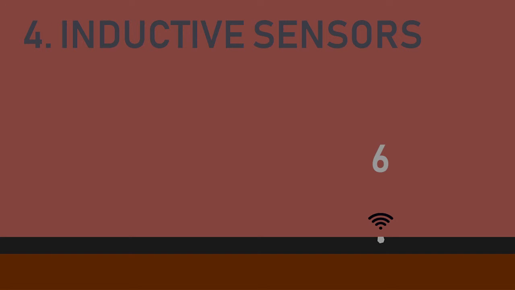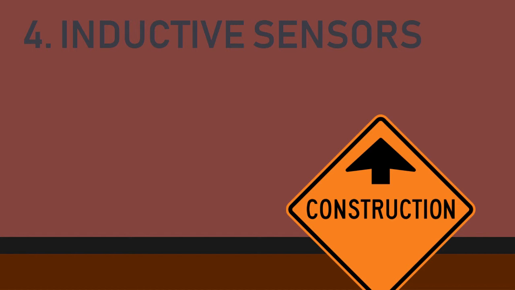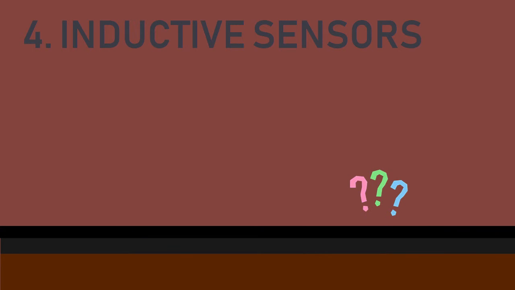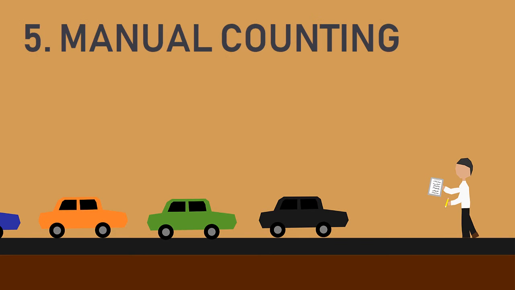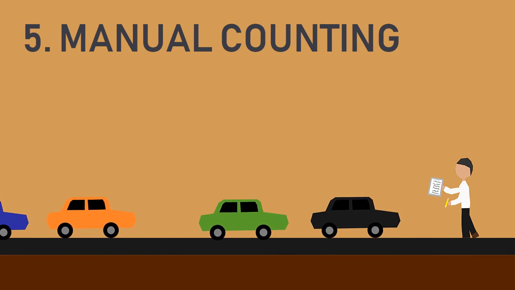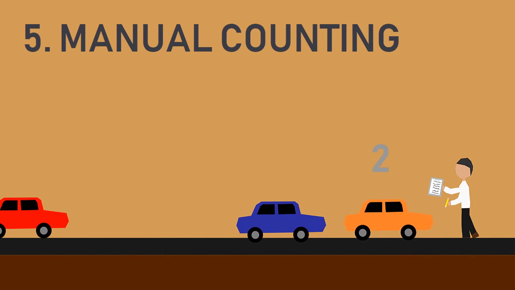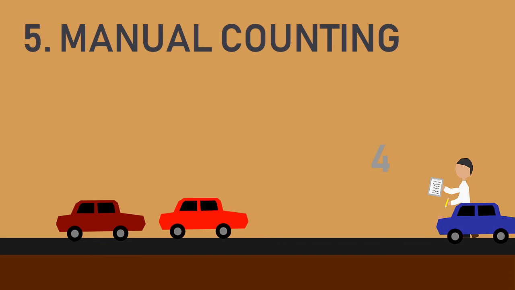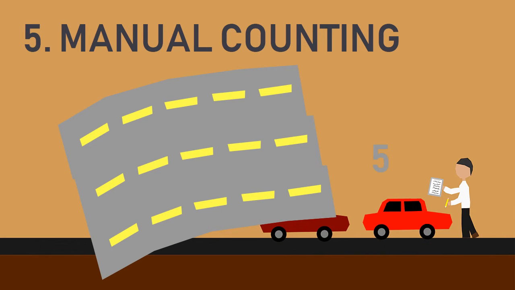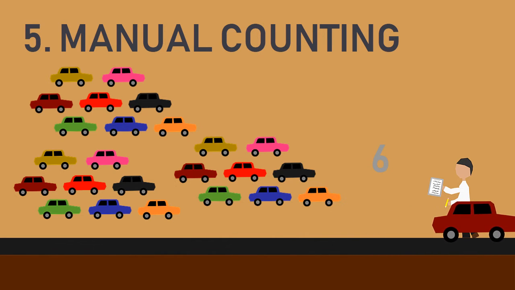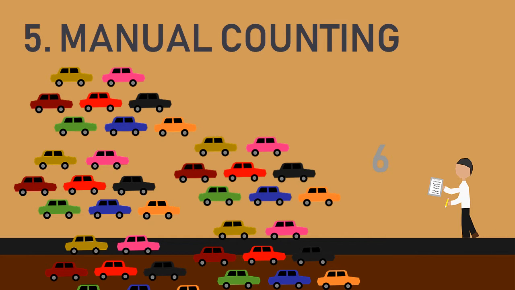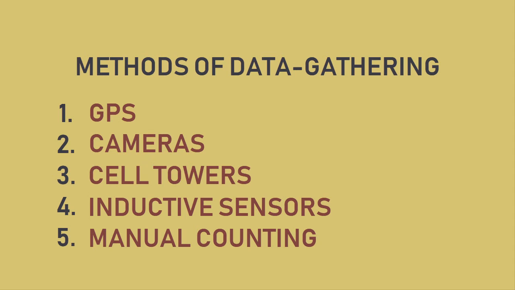However, this can be problematic. Installing wire loops would require construction on the roads, and when modifications to these roads are made, such as re-asphalting, the sensors would have to be recalibrated as well. Finally, there's the option to manually count each vehicle that passes through the road, and which way they go. Depending on the amount of roads, the sizes of the roads, and the amount of vehicles that traverse the road, this would require a lot of manpower.